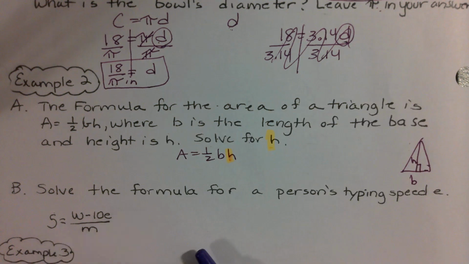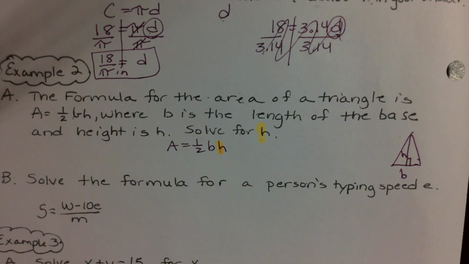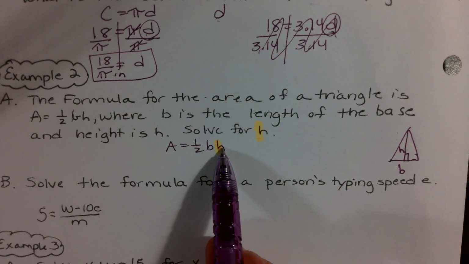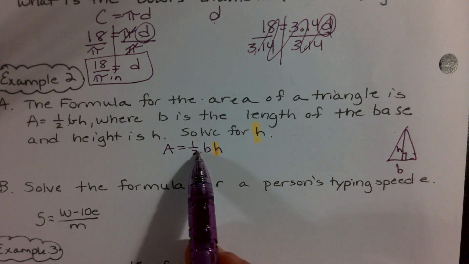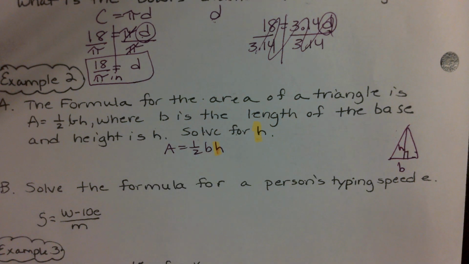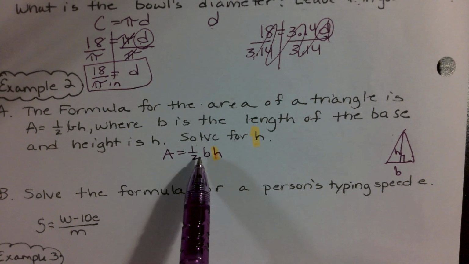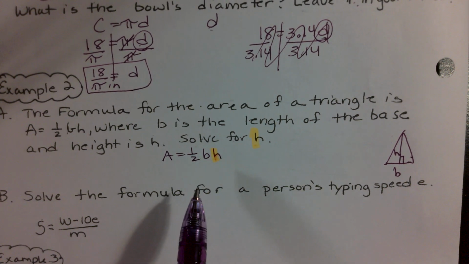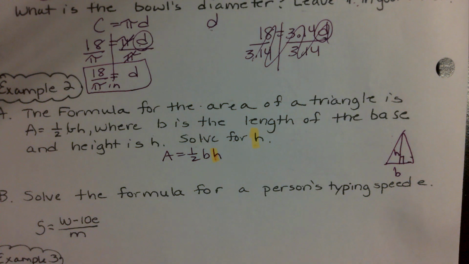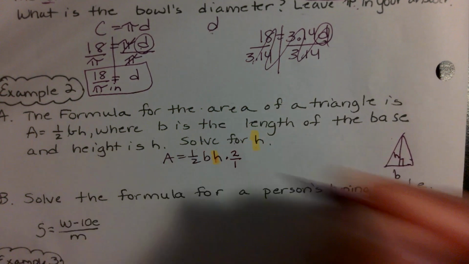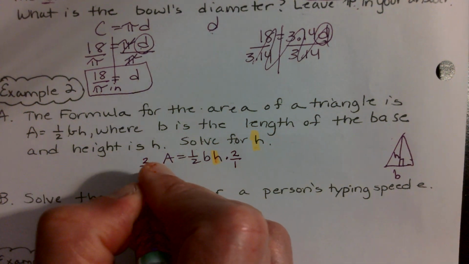That means that you need to get the h alone. I've got 1/2 times b times h. I've got two things to get rid of here. I want to get rid of the fraction first. Why? Because it bothers me. Let's get rid of it. How do I get rid of this? By dividing by 1/2, which is the same as what, class? Multiplying by the reciprocal on both sides.